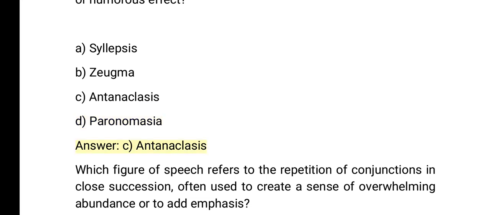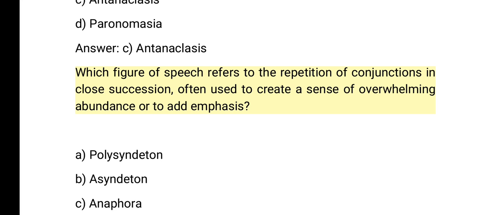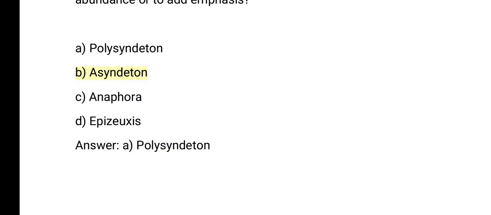Antanaclasis. Which figure of speech refers to the repetition of conjunctions in close succession, often used to create a sense of overwhelming abundance or to add emphasis? A. Polysyndeton. B. Asyndeton. C. Anaphora. D. Epizeuxis. Answer: A.